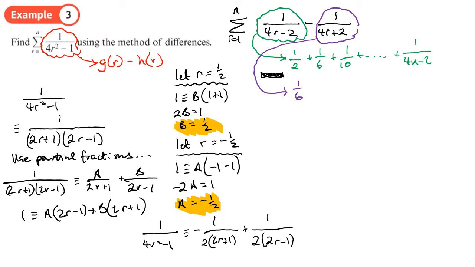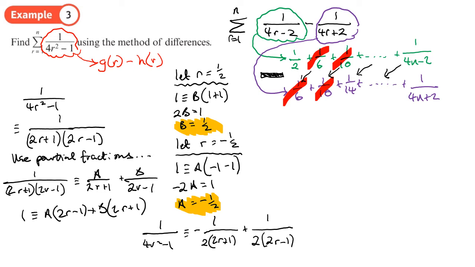If I put 2 in, 1 over 10. If I put 3 in, 1 over 14. Plus dot dot dot, and the very last one is going to be 1 over 4n plus 2. Let's have a look to see where the cancelling out pattern is. So this will cancel out with this, that with that. The cancelling out pattern goes diagonally, which means that this will get cancelled out with whatever's written there. That will get cancelled out with whatever's written there. So we'll cross those out like that.